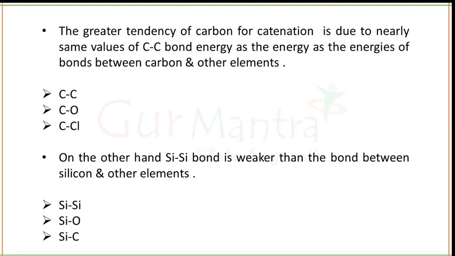The greatest tendency of carbon for catenation is due to nearly the same values of carbon-carbon bond energy as the energy of the bond between carbon and other elements. On the other hand, the silicon-silicon bond is weaker than the bond between silicon and other elements. In the case of silicon-carbon, the bond energy increases.